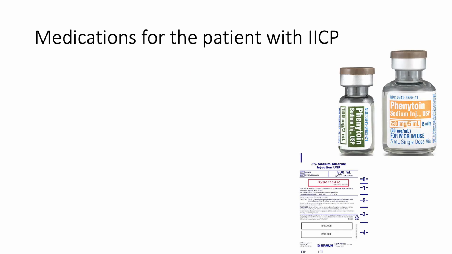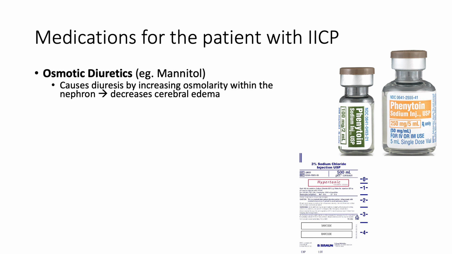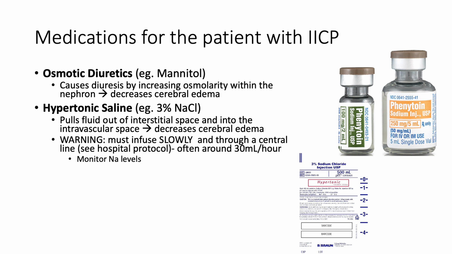Now, in addition to the care we've talked about, certain medications may commonly be prescribed for patients with increased intracranial pressure. So one of these is an osmotic diuretic, mannitol, and this drug causes urination or diuresis by increasing the osmolarity within the nephron in the kidney. And by doing this, we're eliminating extra fluid that is increasing ICP by pulling that fluid out and excreting it through the kidneys. Another drug for increased ICP is hypertonic saline.